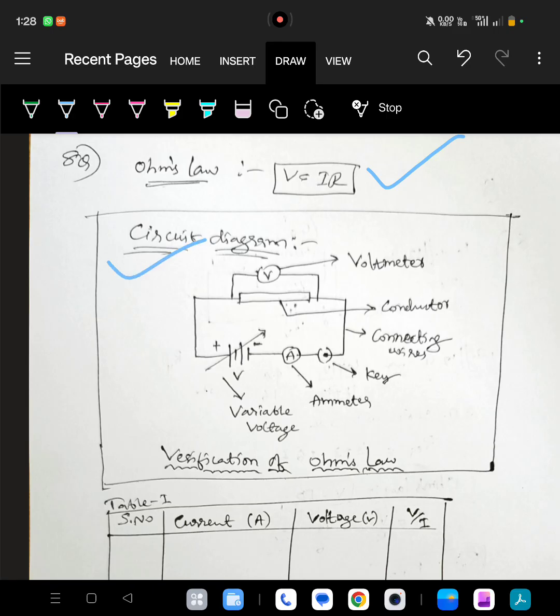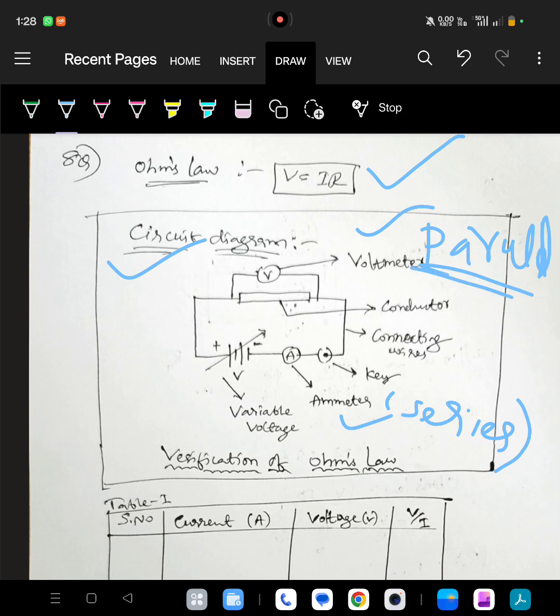like this. I am connecting the voltmeter parallel to the circuit. I am connecting the ammeter in series with the circuit. Ammeter is always connected in series. Voltmeter is always connected parallel to the circuit. This conductor, connecting wires, and a switch for on or off.